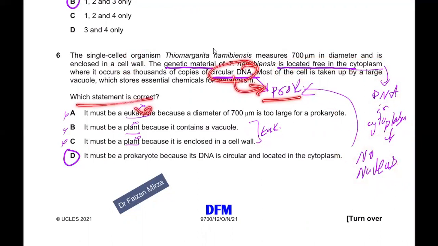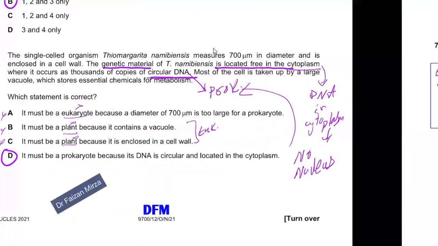What statement is correct? It's a eukaryote. No. It's a plant. No. All are statements regarding eukaryotes. So all three statements are wrong. It must be a prokaryote. Yes, that option is correct.